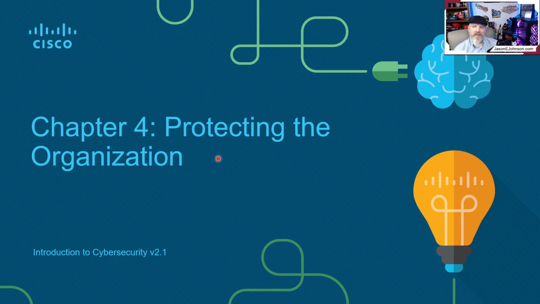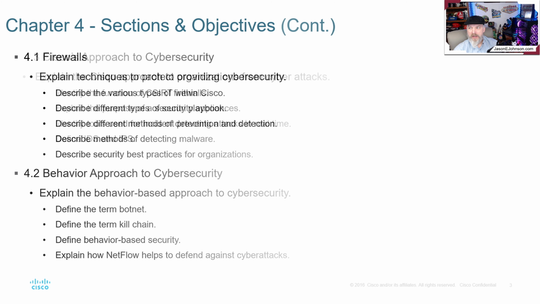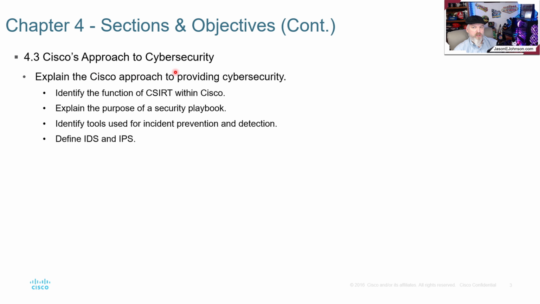Chapter 4, Protecting the Organization. In Chapter 4, we're going to take a look at firewalls, explaining techniques to protect organizations from cyber attacks, and the behavior approach to cybersecurity, and explain what that is. And then we're also going to take a look at Cisco's approach to cybersecurity. And then after that, we're going to take a look at Chapter 5.